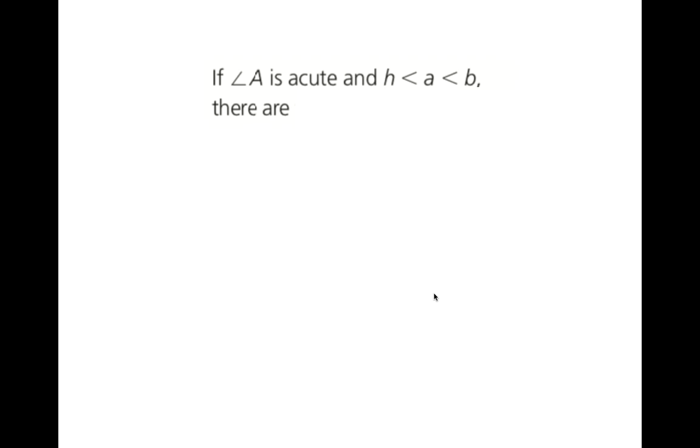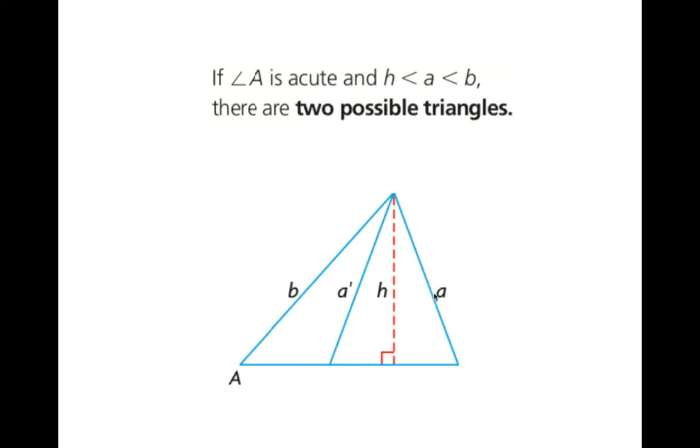If A is acute and A now is greater than the height, but it's smaller than the side B, this is the scenario which creates two triangles, two possibilities. You can see the one over on the left and the one using the side on the right.